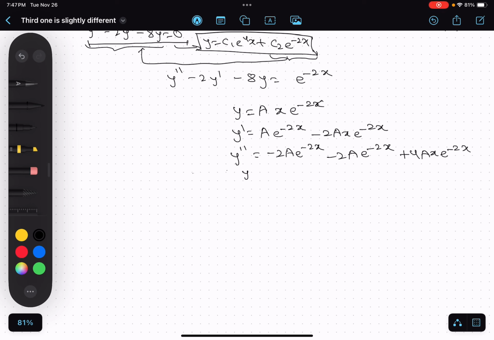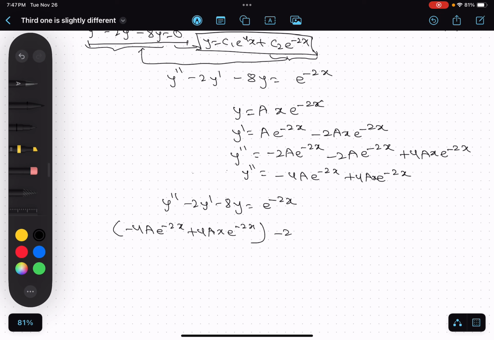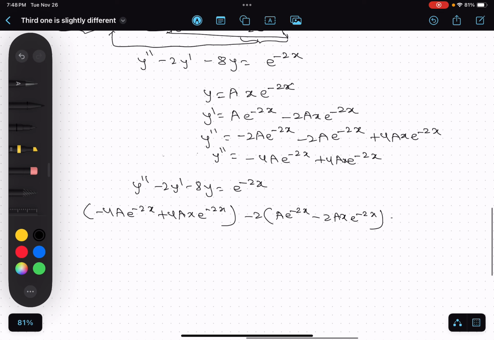So this is basically minus 4a e to the power minus 2x plus 4a x e to the power minus 2x. Now we want y double dash minus 2y dash minus 8y equals e to the power minus 2x, right? So negative 4a e to the power minus 2x plus 4a x e to the power minus 2x minus 2a e to the power minus 2x minus 2a x e to the power minus 2x, and then minus 8a x e to the power minus 2x is equal to e to the power minus 2x.